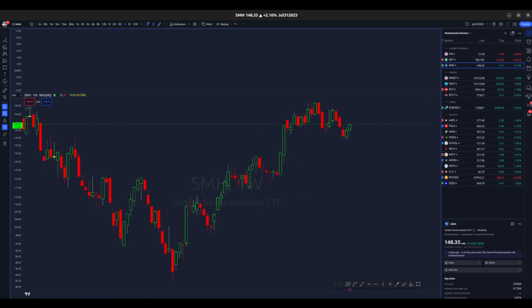So on the semiconductors, where are we with semis? Let's get rid of that. All right, that's gone. We have somewhat of a rounded top here. We have a high, a higher high, a low, a higher low. Right, so we could be starting an uptrend.